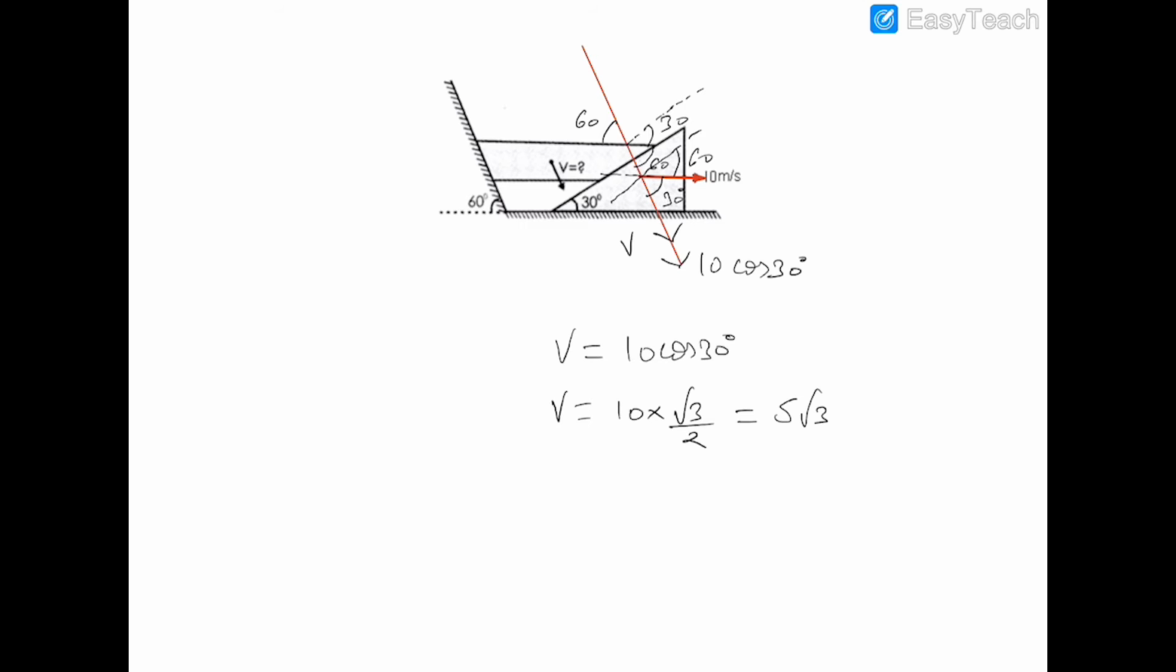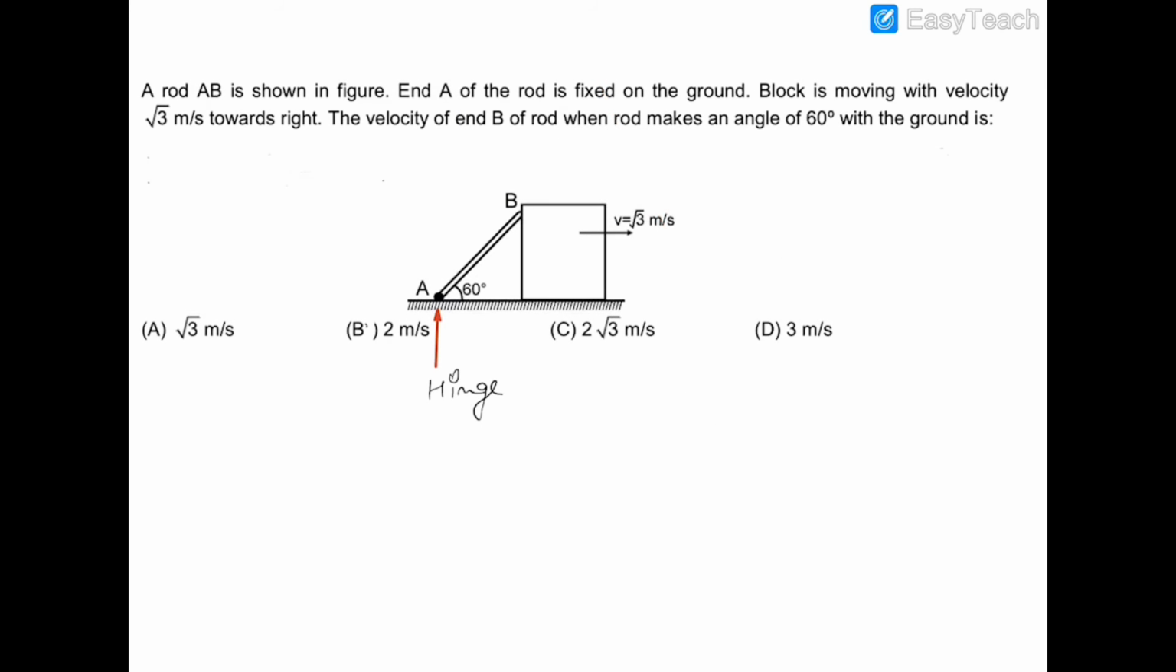So let us move on to the next question. In this question we can see that there is a rod which is hinged from this point, and this rod is lying on this rectangular block. Due to the weight, the rod will slip in the forward direction, as a result of which this block will move in the forward direction towards the right side. The velocity with which this block is moving is root 3, and at the instant when the angle of the rod is 60 degrees with the horizontal, we have to find the velocity of this end of the rod.